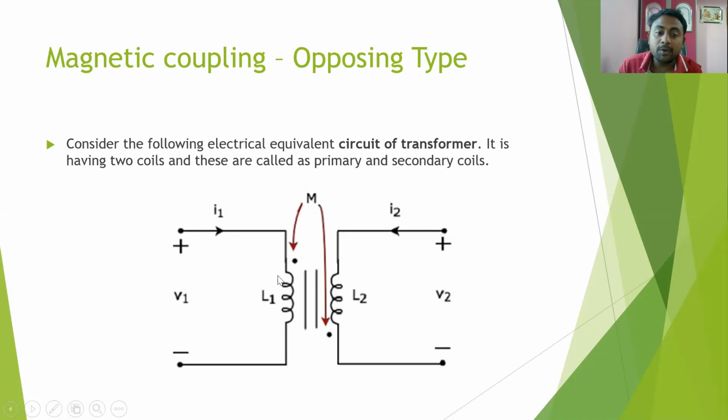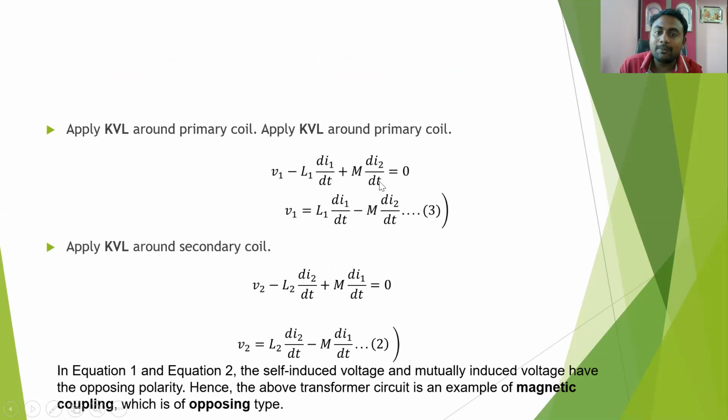So how am I going to write? The first equation is minus L1 di1 by dt. Because of current I1, I am writing the self-induced voltage as minus L1 di1 by dt. How am I going to write the opposing M? If I use minus L1, I have to use plus M di2 by dt. L1 has the negative polarity and M has the positive polarity.